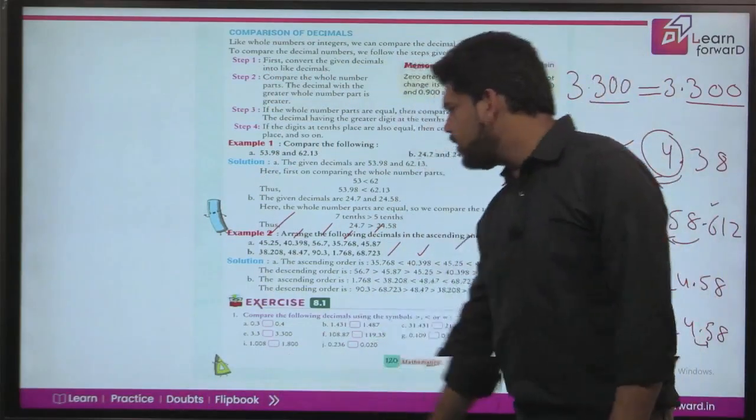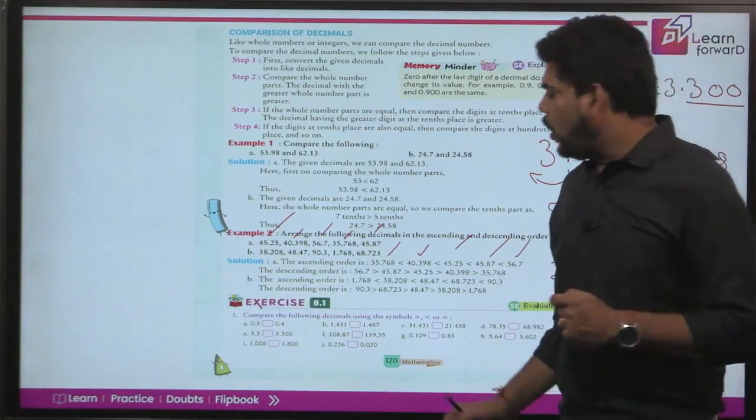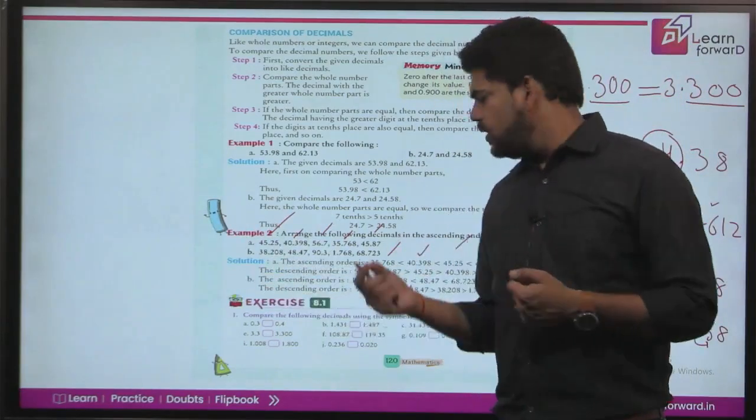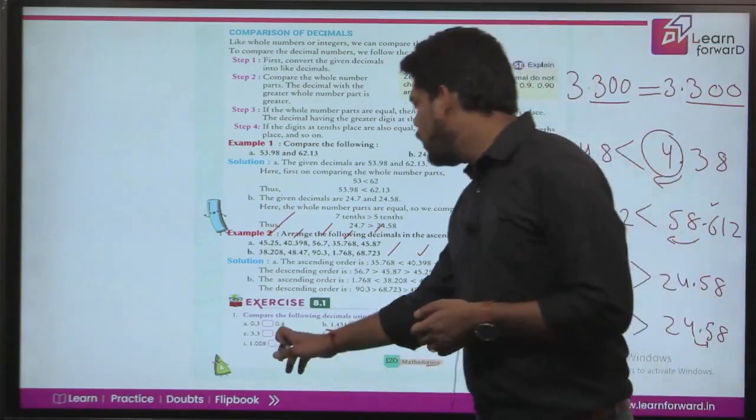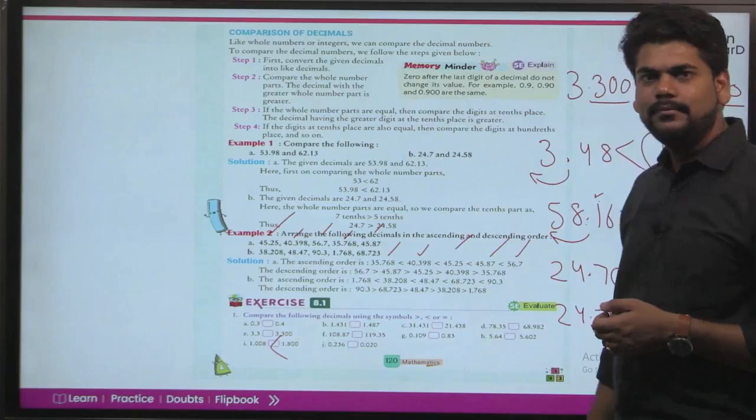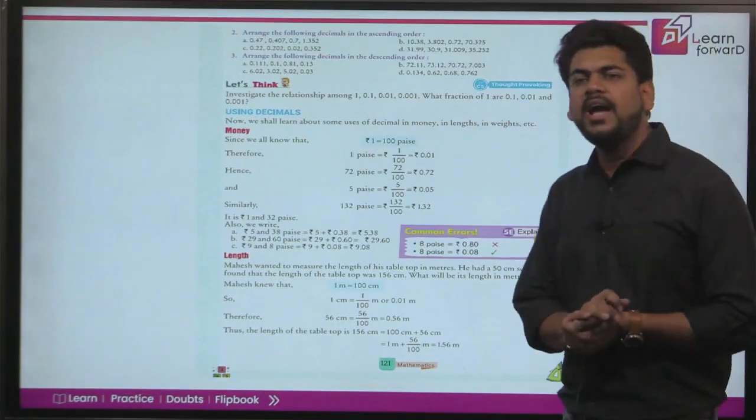Let's do the I part. 1.008, 1.800. On left side 1 and 1 are equal. After decimal this is 0, this is 8. Which one is greater? 1.8. Clear? Now arranging in ascending and descending, I hope you can do this.